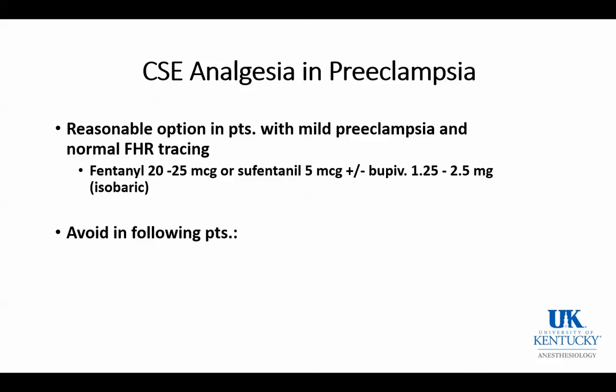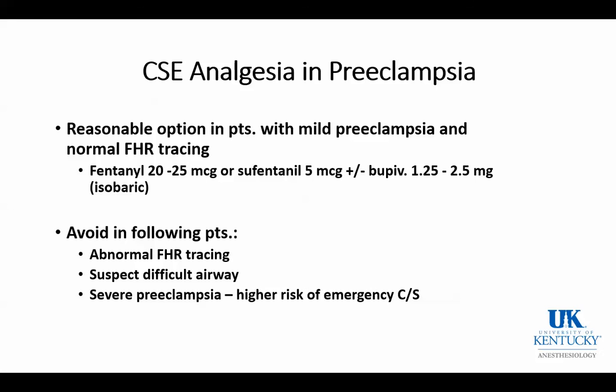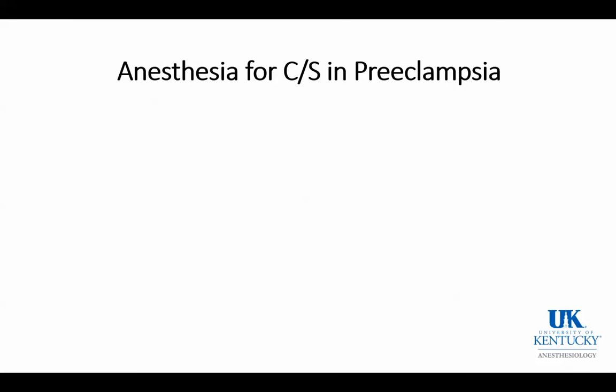I would avoid combined spinal epidural in certain preeclamptic patients for labor. And that would be those who already have a concerning abnormal fetal heart tracing. I know they're more likely to ultimately go back for an emergent C-section, so I want an epidural in that I have dosed and I know is working fine. Also, if I suspect she's got a difficult airway, she's big, she's got a lot of facial edema, or if she has severe disease, that's going to put her at higher risk ultimately for an emergency C-section. So those patients, I would avoid doing combined spinal epidural for labor analgesia. So that's the management of labor analgesia in the preeclamptic.